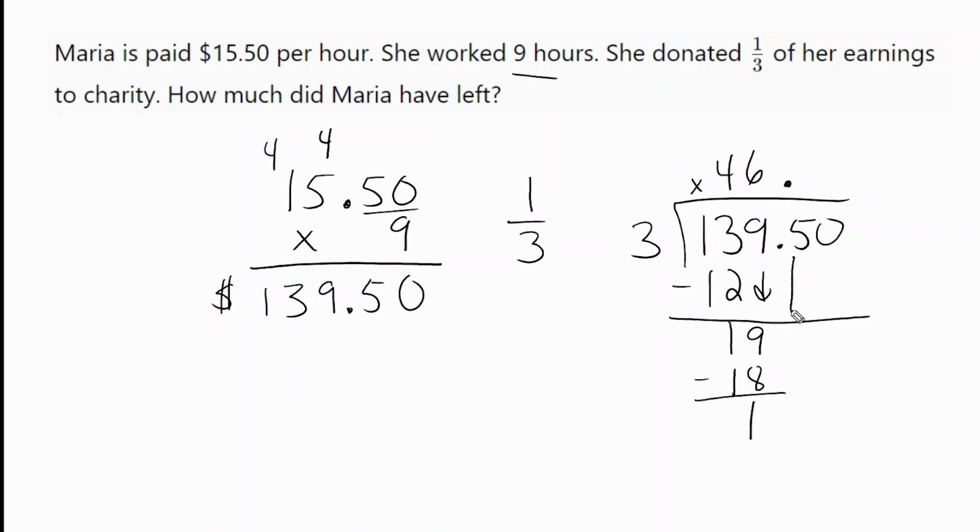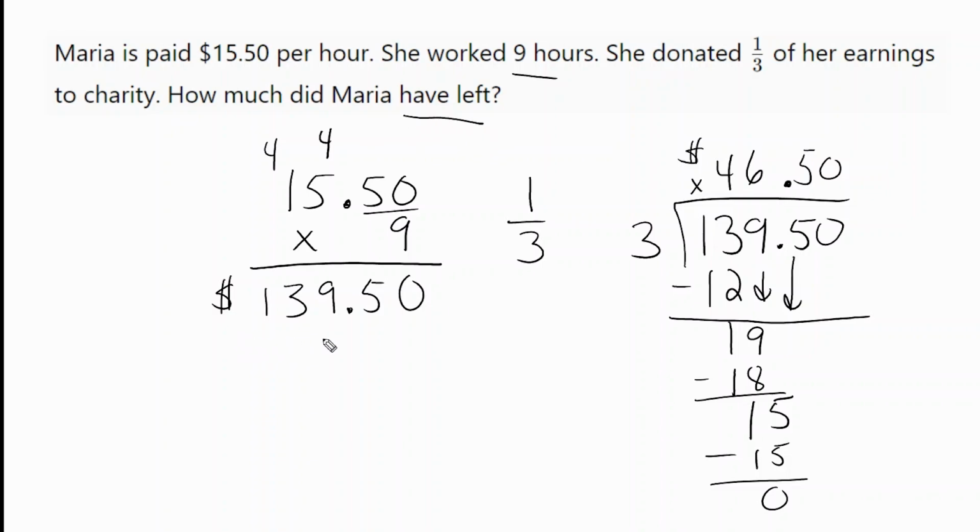We bring down the next digit, which is a 5. We say 3 goes into 15 5 times. 5 times 3 is 15, which leaves us with nothing, but we still have a place value here, so we just stick a 0 there. So we would say that Maria donated $46.50, but the question is asking how much she has left.